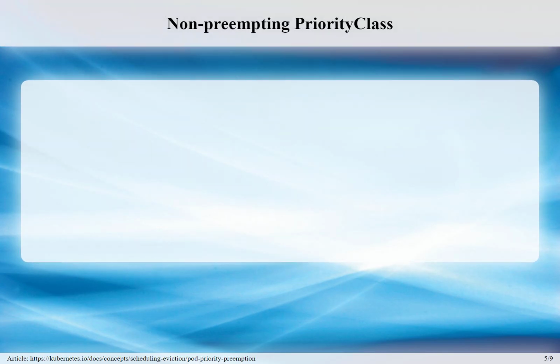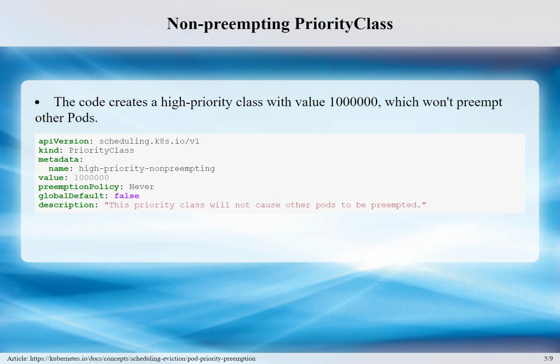Non-preempting priority class. The code defines a priority class named high priority non-preempting with a value of 10000. It sets the preemption policy to never, meaning that pods with this priority will not cause other pods to be preempted. The global default is set to false and the description specifies the behavior of this priority class.